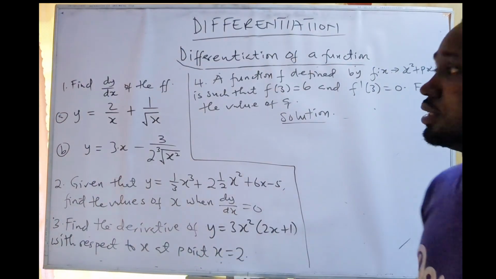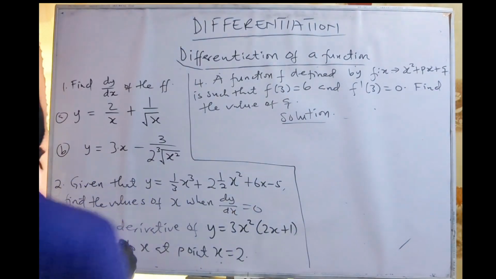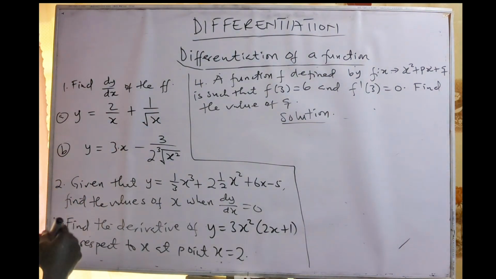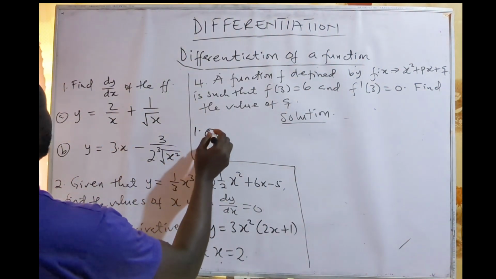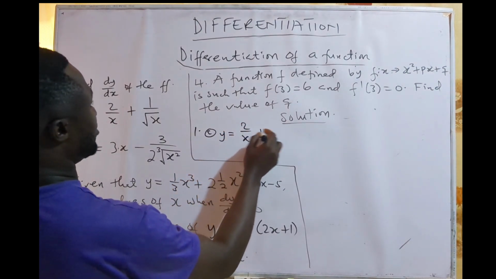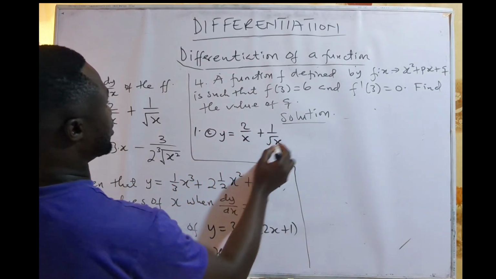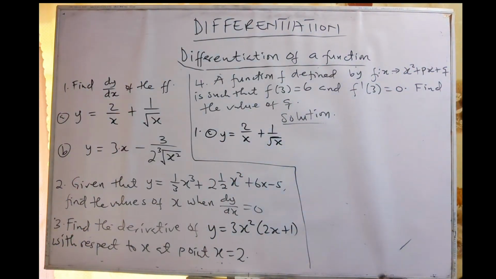Let's look at these examples as well. Okay. Number one, find the dy/dx of the following. So we are going to find 1a: y is equal to 2 over x plus 1 over square root of x. So our y is 2 over x plus 1 over square root of x.